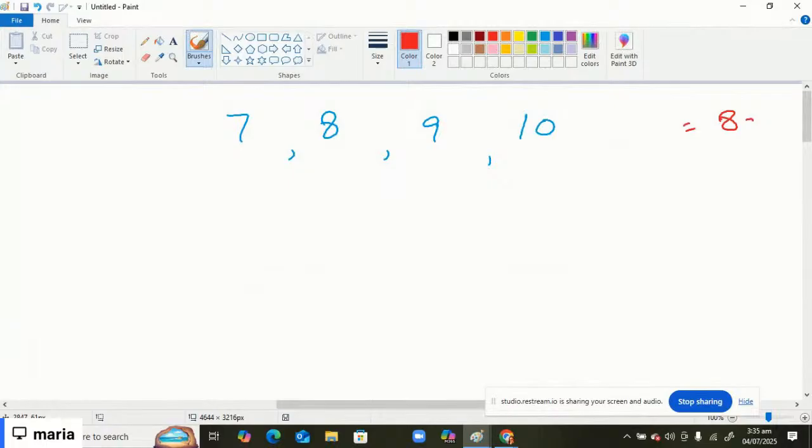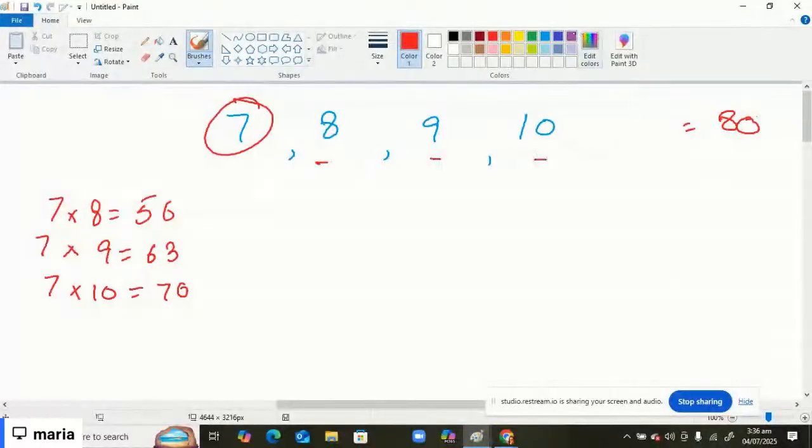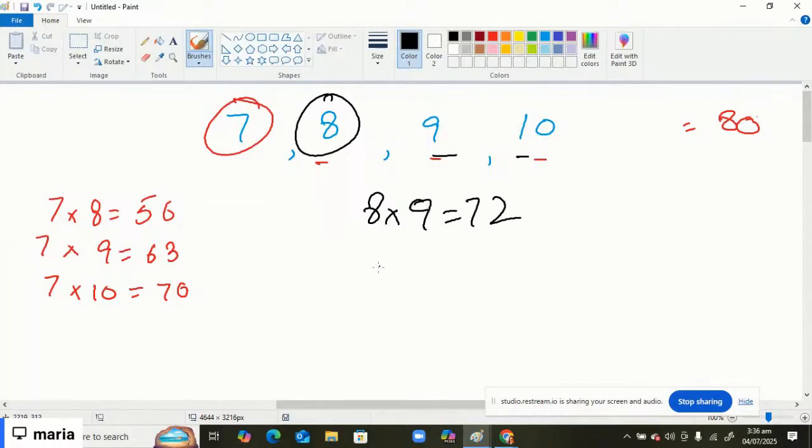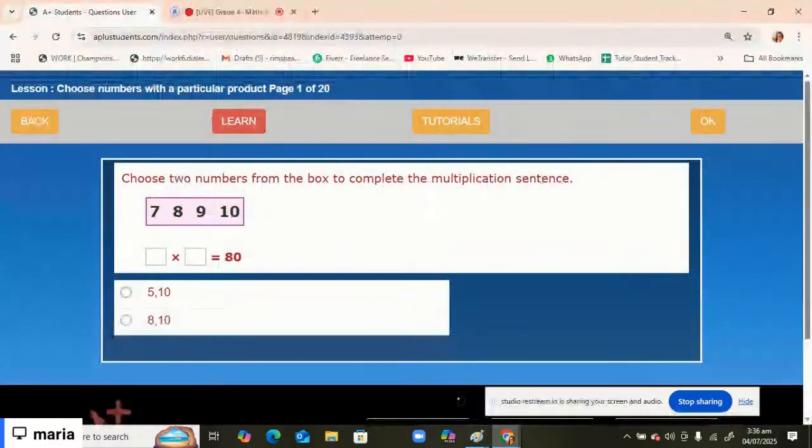First 7 times 8 is 56. 7 times 9 is 63. 7 times 10 is 70. So 7 is covered in all of it. Now let's do the 8. 8 is multiplied only with the last two digits. 8 times 9 is 72, and 8 times 10 is 80, and that is our answer. We just found 80 here. Okay, so it's 8 and 10.